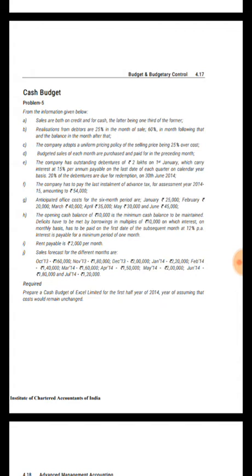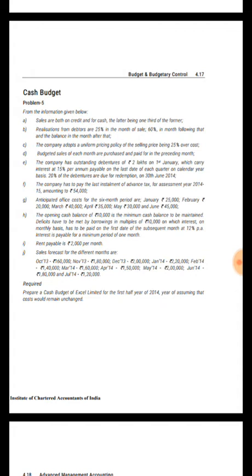Okay, the company adopts a uniform pricing policy of the selling price being 25% over cost. So this point will be used for determining the purchase. So whatever sales are there, if we remove 25% of that, we will get the purchases. So budgeted sales of each month are purchased and paid for in the preceding month. In the sense, if it is for February, it is already paid in January.